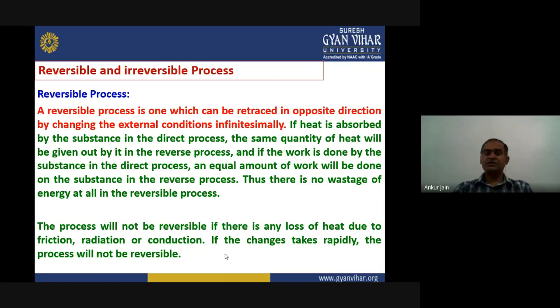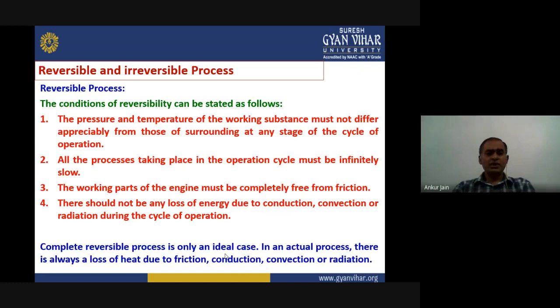The second condition: if the change from this state to this state is very fast, if the rate of reaction is very fast, in that case also the process cannot be reversible, because if it is very fast, there must be some heat loss in that process because of kinetic limitations. Okay. So on the basis of this definition, we can define some conditions for the reversibility. We will see them point by point.